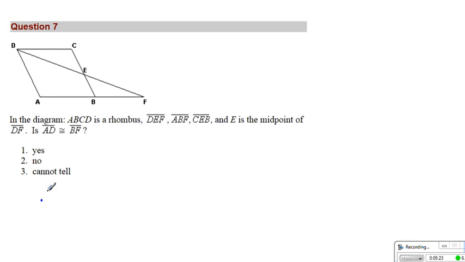Number 7 here: is AD congruent to, in this line segment, congruent to BF? Now this question, because we didn't talk about the rhombus yet, we can skip, and we'll continue to talk about it later in the semester.